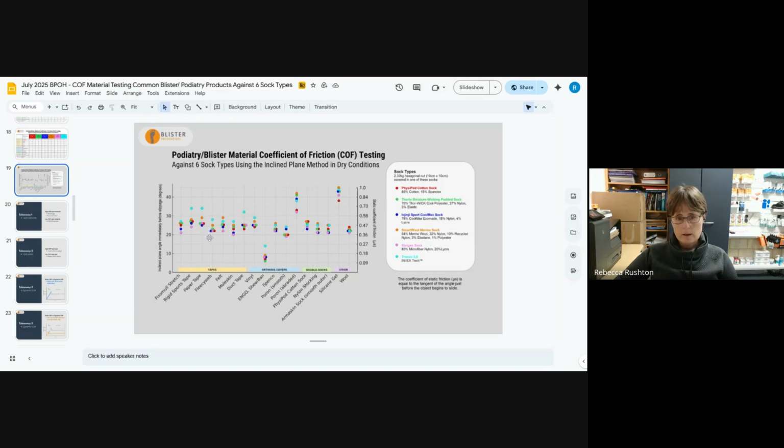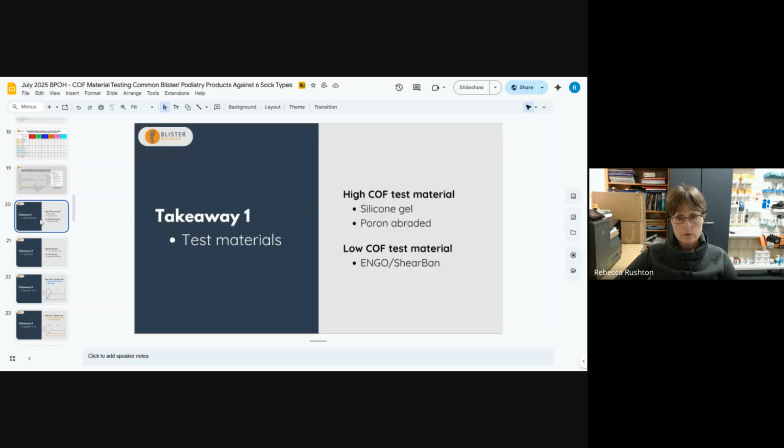The other thing that I have noticed here is the Stegen sock, which is the pink, tends to be at the lower end of these measurements, especially for the tapes. And we're at the lower end, but so kind of on a par. So a tendency for a lower coefficient of friction. So they're the things that I took away.